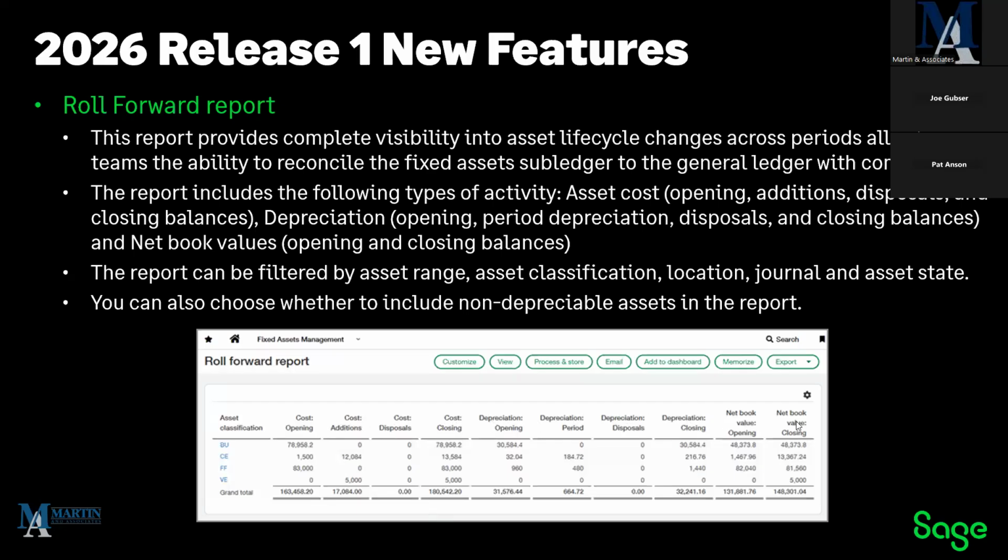And here's an example of what the report looks like. So here's your costs, here's your depreciation we talked about, here's your net book values that we talked about. Up here is the data that you see on the report.